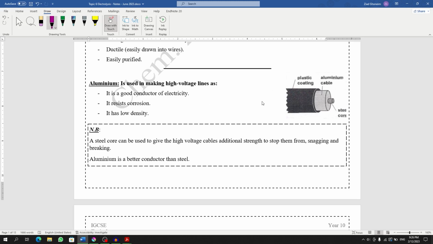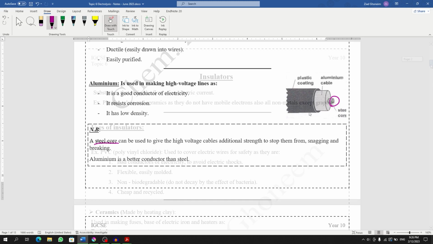In high voltage cables, there is always a steel core, right? This one right here. This is the steel core. The function of that is to add additional strength to stop these high voltage cables from snagging or breaking, because if you don't have that, it will break due to environmental circumstances. So we add that steel core to add some strength to the whole cable.